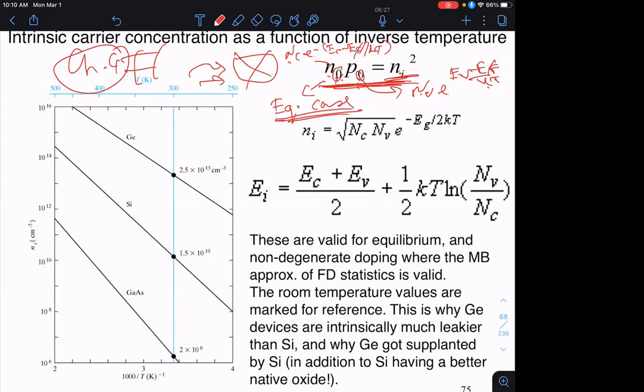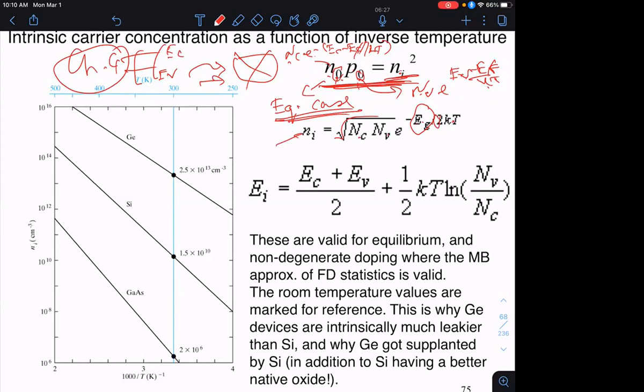But what's EC minus EV? EC minus EV, what is that equal to? The band gap energy. Very good. That's the band gap energy, okay? Now that's Ni squared. So if I take the square root, I'll end up getting square root of NC times NV, e to the power minus EG over 2KT. When I take the square root, I get the factor of 2 over there, okay? So that's a very useful, interesting relationship.